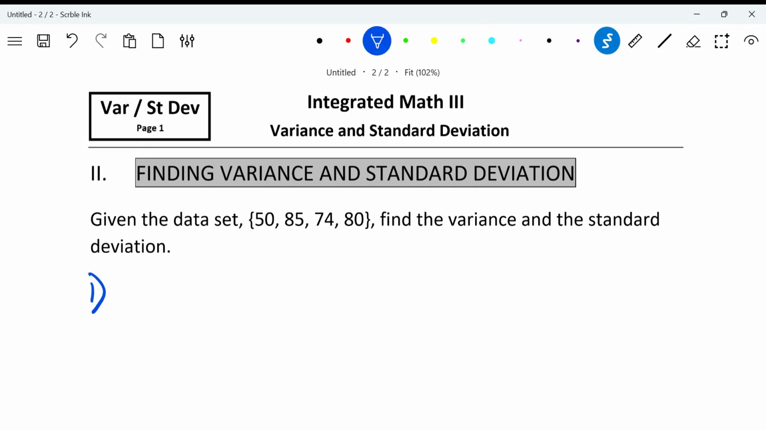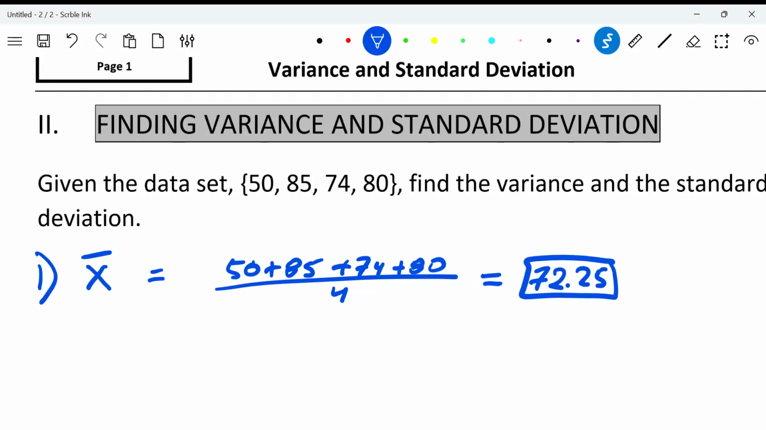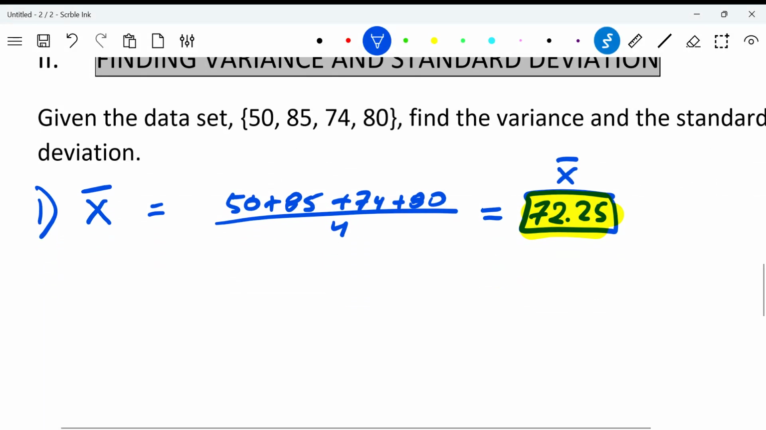All right, our first step will be to find the mean. So for that, we will add up the numbers. Whoops, let's fix this, get it back to where it should be. 50 plus 85 plus 74 plus 80. And if I add them all up and divide by 4, I get 72.25. And so that's the mean.